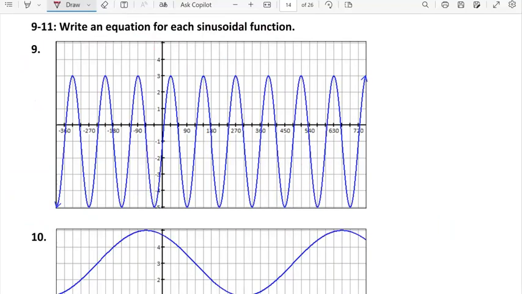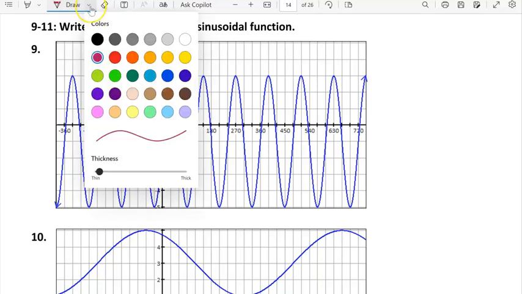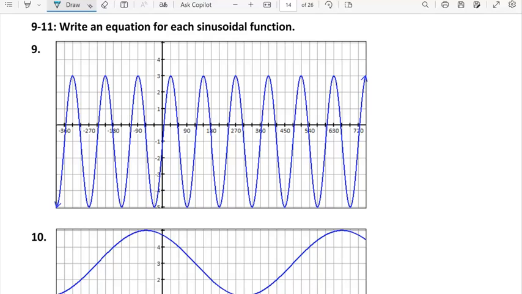In 9 through 11, we're writing an equation for each sinusoidal function. So I would encourage you to find that new origin first. So we're finding the exact middle vertically. That would be our new x-axis for sure, because that's halfway between the top value of 3 and the bottom value of -5.